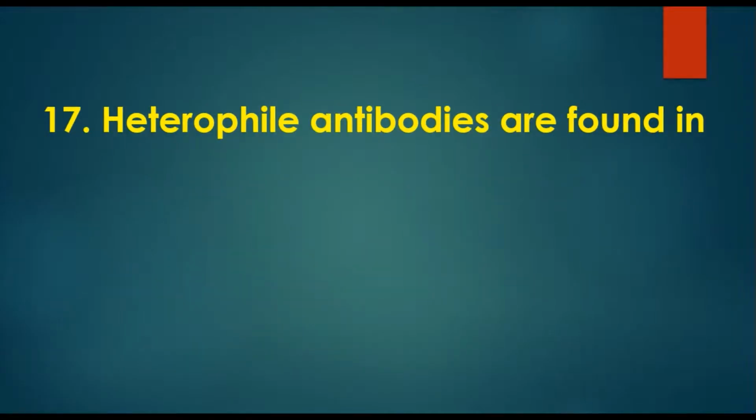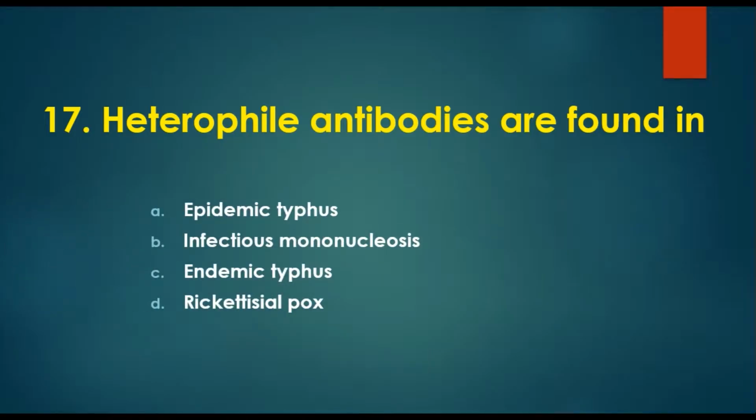17th, heterophile antibodies are found in: options are A. Epidemic typhus, B. Infectious mononucleosis, C. what we call endemic typhus, D. Rickettsial pox. So we are going to see the heterophile antibodies, that are nothing but IgM antibodies, in infectious mononucleosis infection.